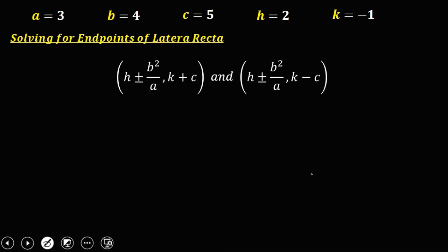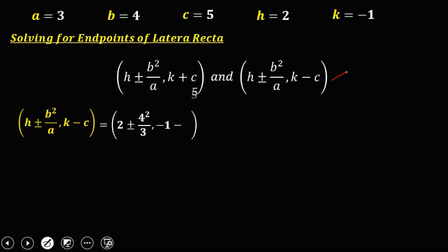Then the last two, from this formula, then substitute now the values. So h is 2 plus minus b squared, that's 4 squared, over a is 3. Then k is negative 1 minus c, that's 5. Then simplify this 4 squared, and this negative 1 and negative 5. Then this 16 over 3, that's 5.33.